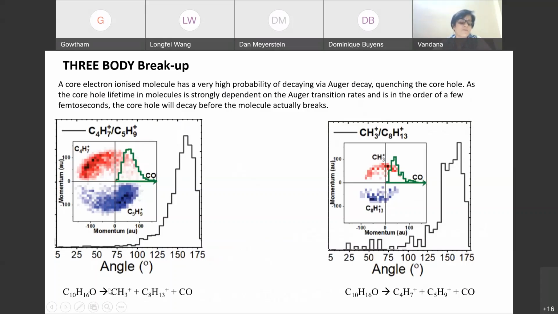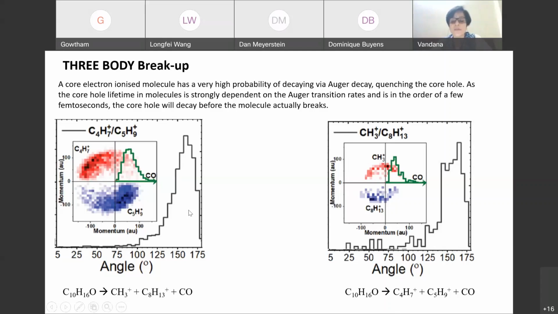In the first there is a CH3+ ion, and the second ion is a C8H13+ ion, and the CO neutral is going out. In the other channel, a CO neutral, as I said, will be going out, and these two are the ions which are going out. What you see here in this picture is the angular distribution, where I have restricted myself so that CO is going in one particular direction, and I am able to measure the angular distribution with respect to this.